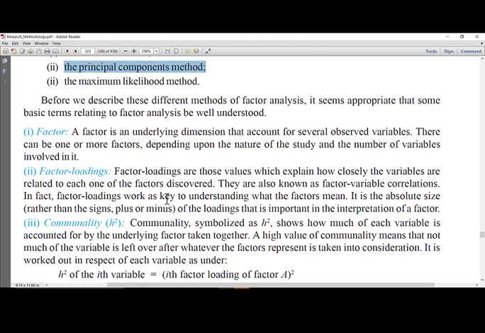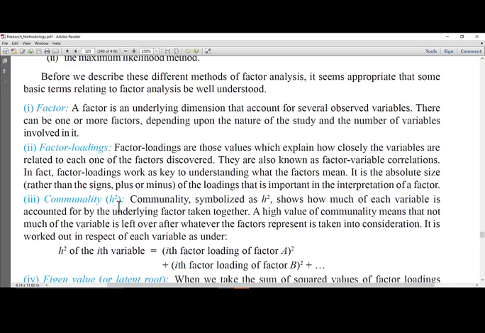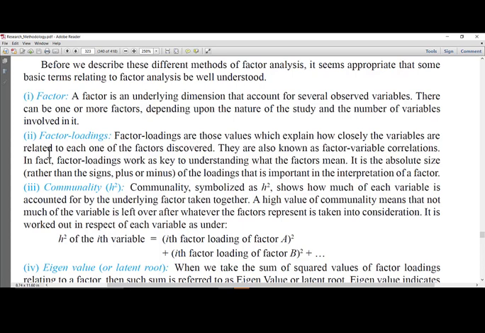A factor is an underlying dimension that accounts for several observed variables. There can be one or more factors depending on the nature of the study and the number of variables involved in it. Factor loadings are those values which explain how closely the variables are related to each one of the factors discovered. They are also known as factor-variable correlations. In fact, factor loadings work as the key to understanding what the factors mean. It is the absolute size of the loadings that is important in the interpretation of a factor.